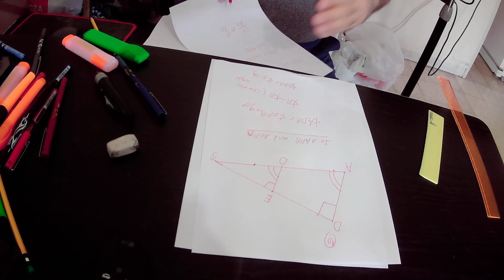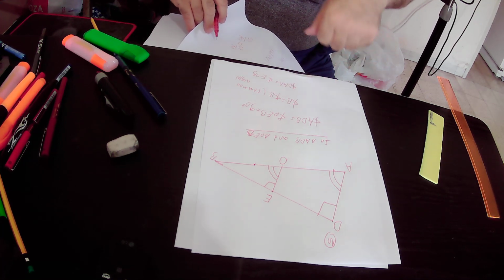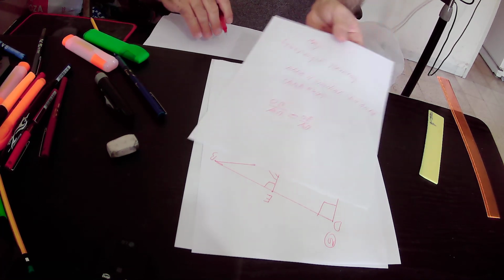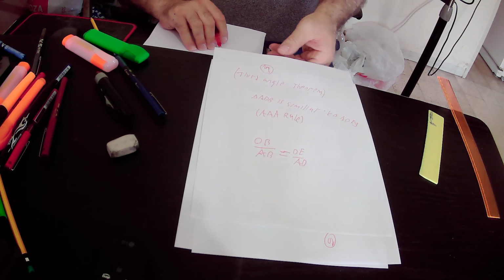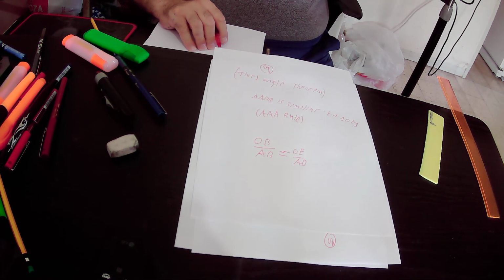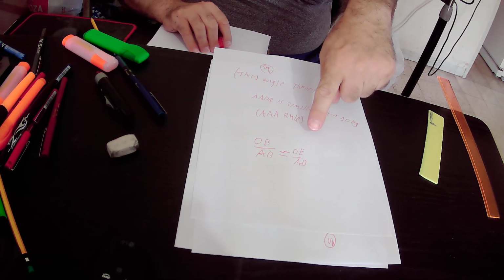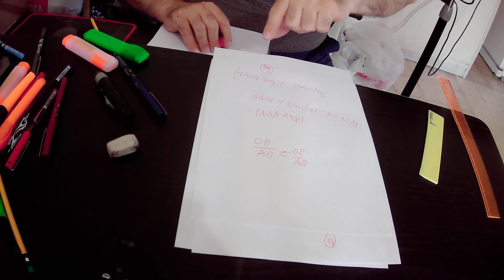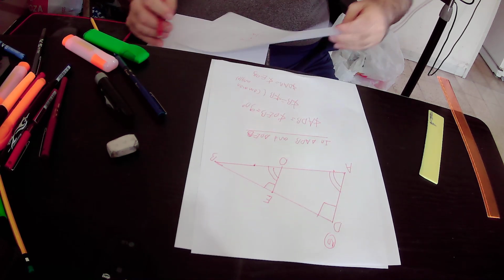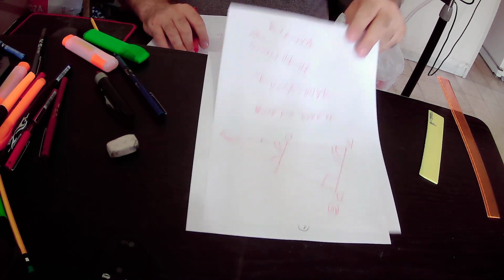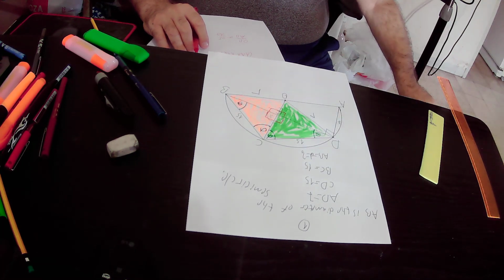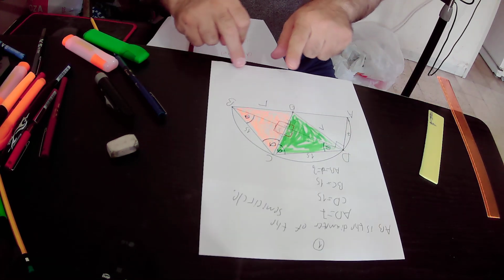Because those two triangles are similar to each other, the following relationship exists between their sides: OB over AB equals OE over AO. Okay, but what is the value of OB?